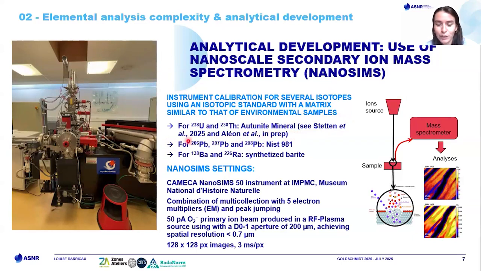Also, for lead isotopes, we use some NIST standards, and for radium, we use some synthesized barite that I'm going to present in the next slide. For the NanoSIMS settings, we use a CAMECA NanoSIMS 50 instrument, the one from the Muséum National d'Histoire Naturelle in Paris. We use a combination of multi-collection with peak jumping. We used an oxygen primary ion beam, and we could achieve a spatial resolution of 0.7 micrometer.